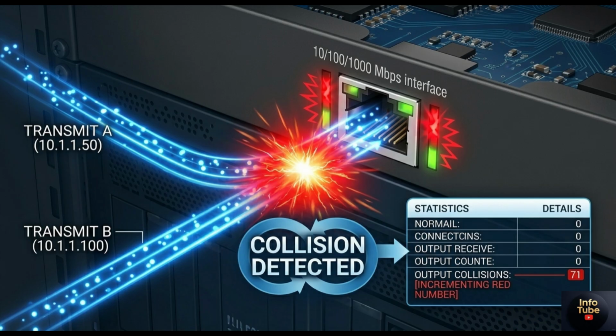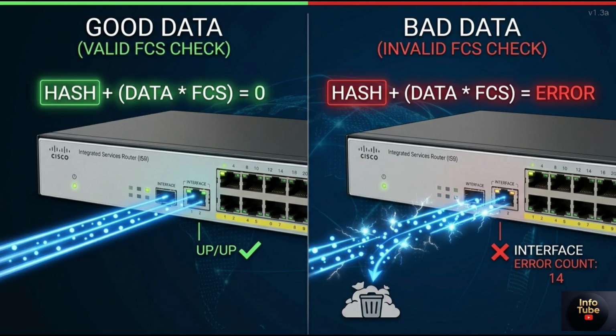While modern switches usually prevent this, we still see collisions on our interface statistics if we are using old hubs or if there is a hardware problem. Next, we have errors. Errors on an interface usually mean the data that arrived was corrupted or unreadable. Every piece of data has a unique math signature called a frame check sequence. When the data arrives, the switch checks that signature. If the math does not match, the data is bad and the interface records an error. This is almost always caused by a physically damaged cable or electrical interference.